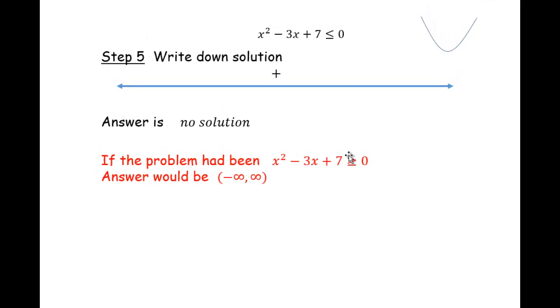Geometrically, what's happening is that the left-hand side here is a parabola. If you graph y equals x squared minus 3x plus 7, you get a parabola, and it would lie completely above the x-axis. It would never go below the x-axis.